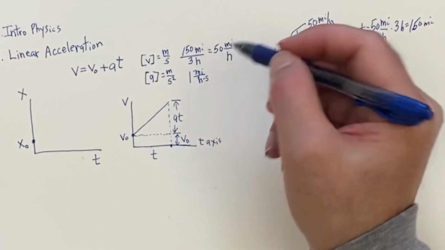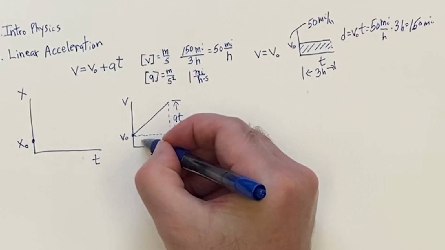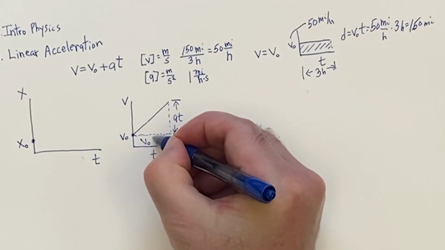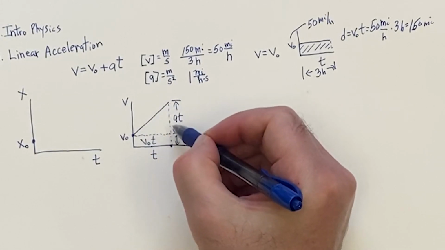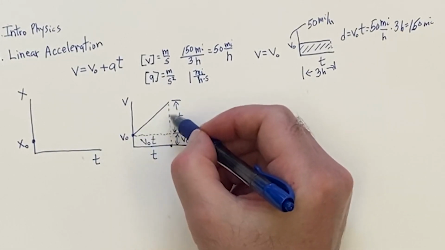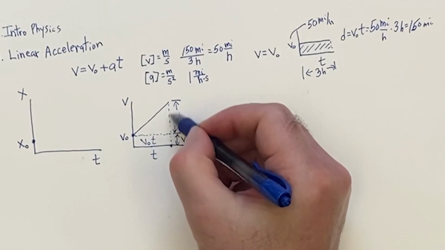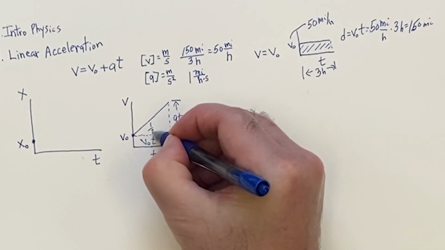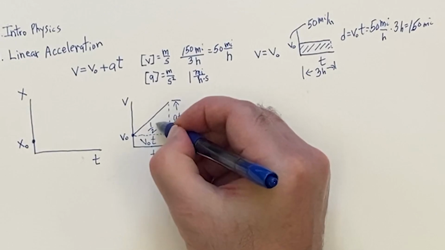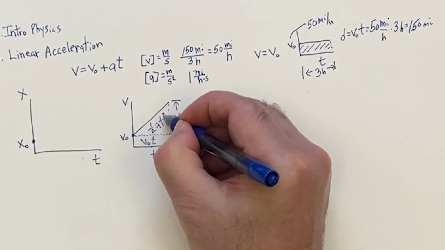So the area of this graph would have two parts. It had the v naught t, and then it would have the area of the triangle, which would be 1/2 the altitude times the base. So that would be 1/2 at times t. So it's 1/2 at squared.